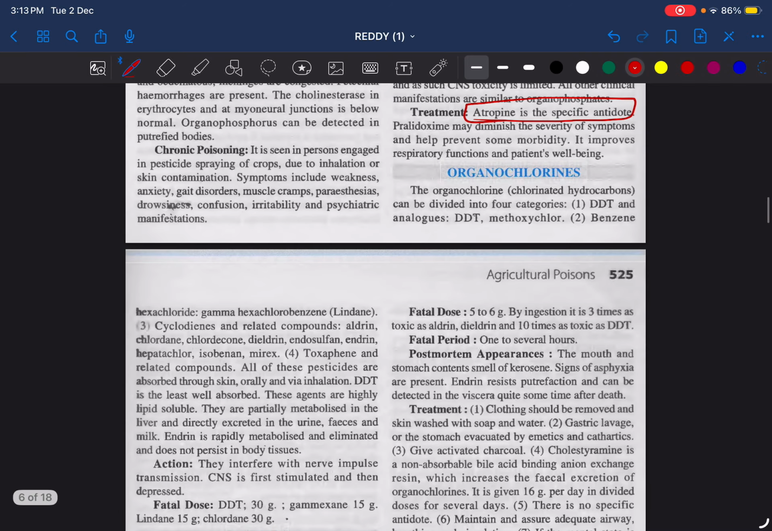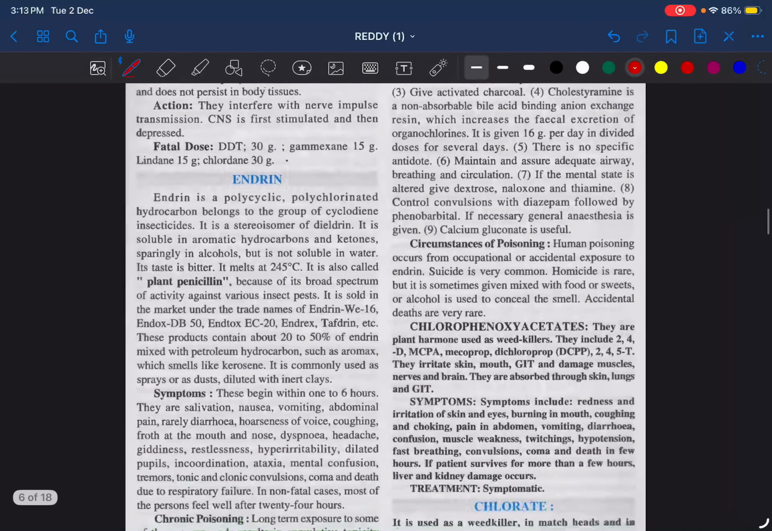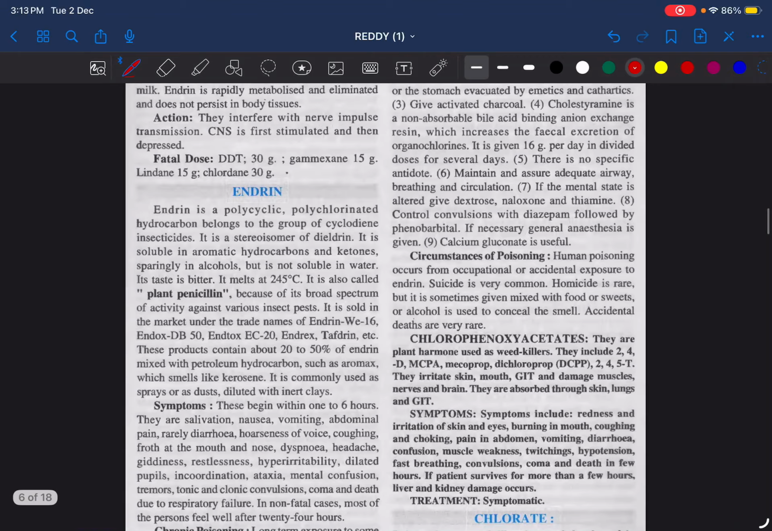And in organochlorines, we have the most important compound, that is endrin, and that is also called plant penicillin. Okay, plant penicillin, this is a very commonly asked short note question. You read OPC, you will read carbamate, but you will forget to read endrin. Endrin is a polycyclic polychlorinated hydrocarbon which belongs to a group of cyclodiene insecticides.